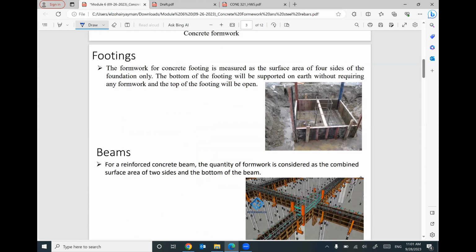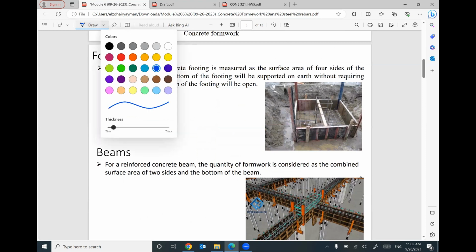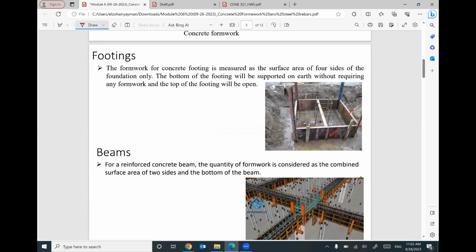If you are talking about footing, we need to figure out the area of formwork on these four sides: this side, this side, this side, and this side. That's it. The bottom is supported by the soil, by the earth, by the ground surface, and the top is open. The top of the footing is open.